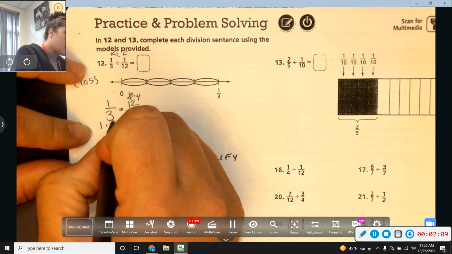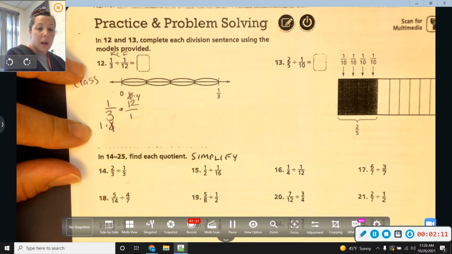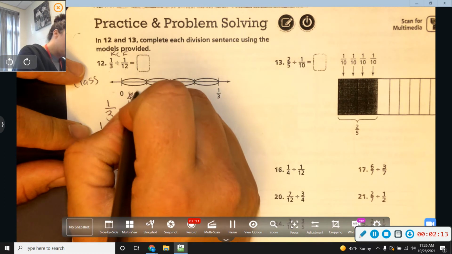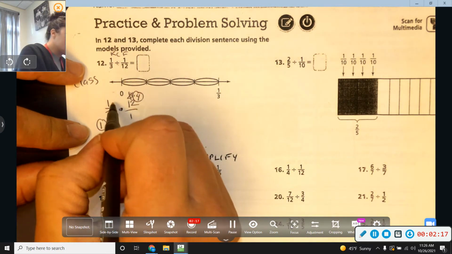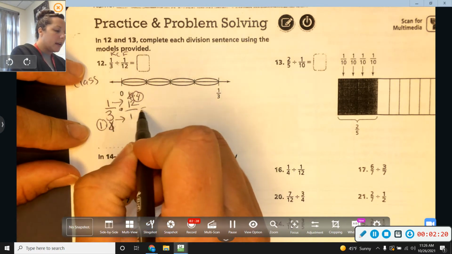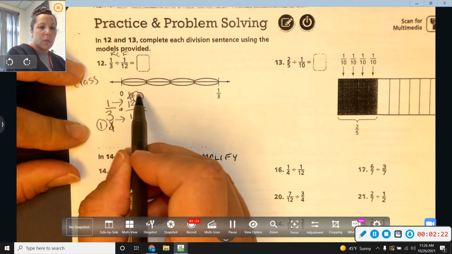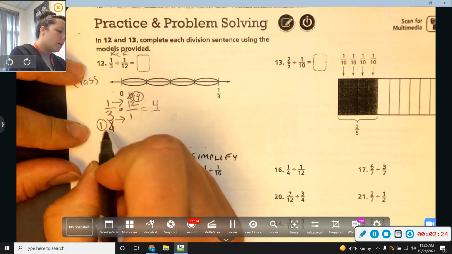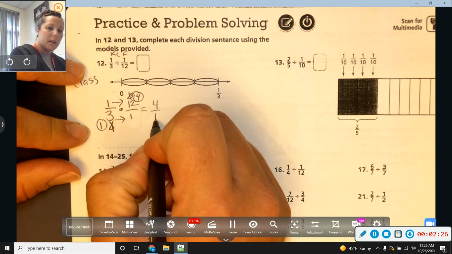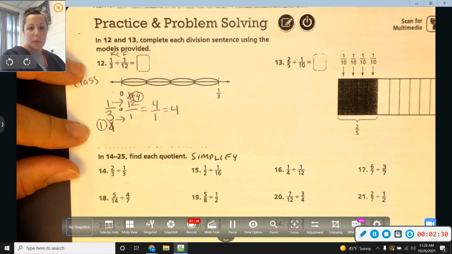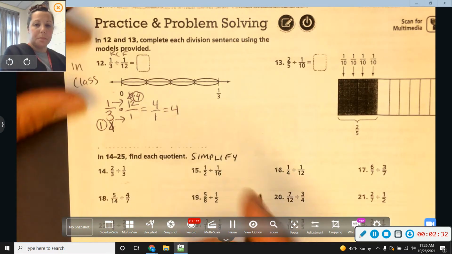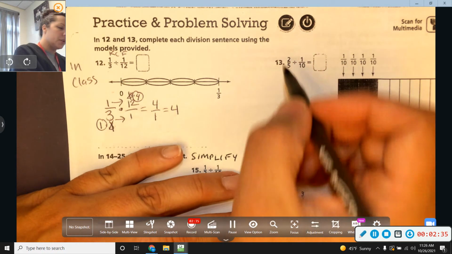Now I can cross my 3's off because they're alike, and I circle the number that I have left. And so when I multiply straight across, I get 1 times 4 is 4, 1 times 1 is 1, and 4 over 1 is just simply 4. Okay? So let's go up to 13.